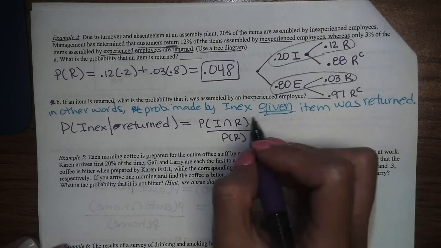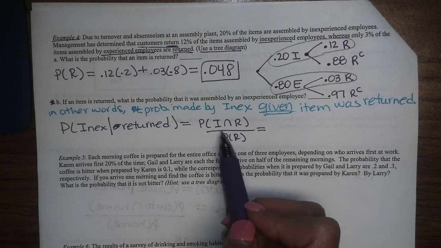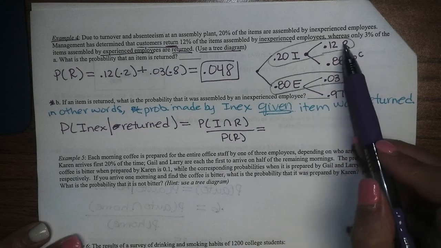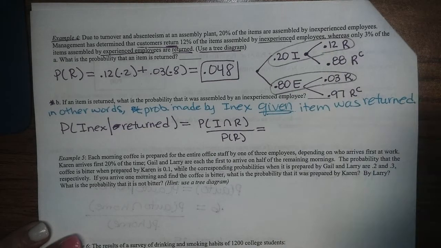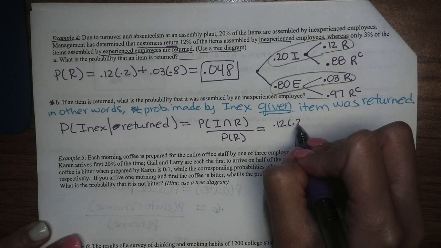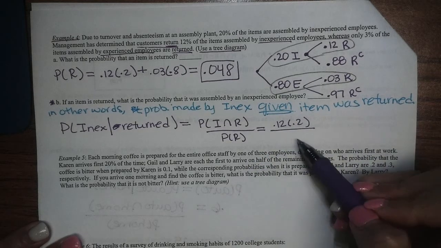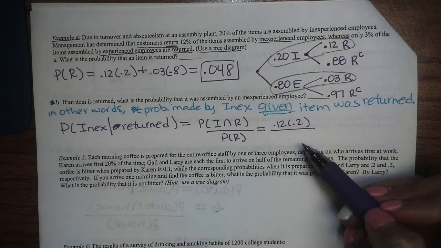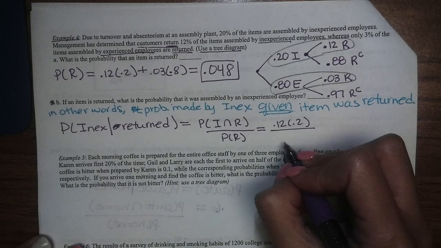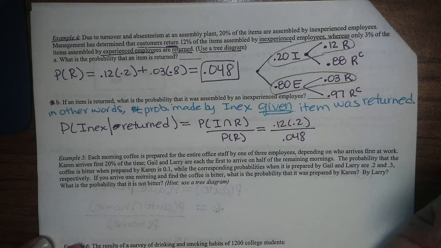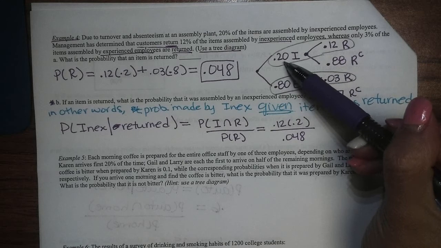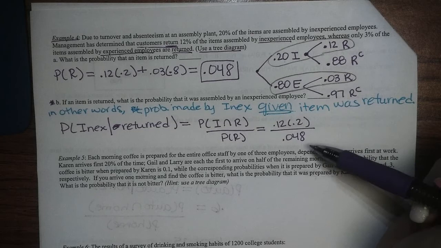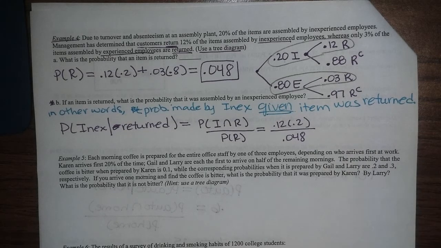Now you look at your tree to find the information. The numerator should be the intersection of returned and inexperience. So returned and inexperience is the 0.12 times 0.2. The denominator should be the return, like what are the chances that the item was returned? And that's what we found on part A. We've already found it, but we did find it by doing 0.12 times 0.2 plus, don't forget the chances of being returned by the experienced worker. So grab the calculator.